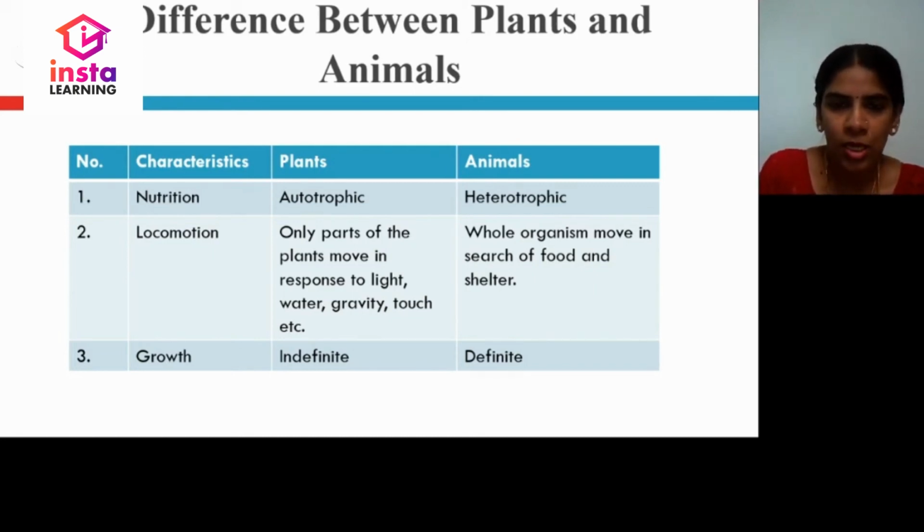Locomotion, that is movement. Only the parts will move in the plant in response to light, water, gravity, touch, etc. Whereas animals move from one place to another in search of food and shelter. When we take growth as a characteristic, plants grow indefinitely, whereas animals' growth is definite, because there is no cell wall in the animals, and so they do possess definite shape.